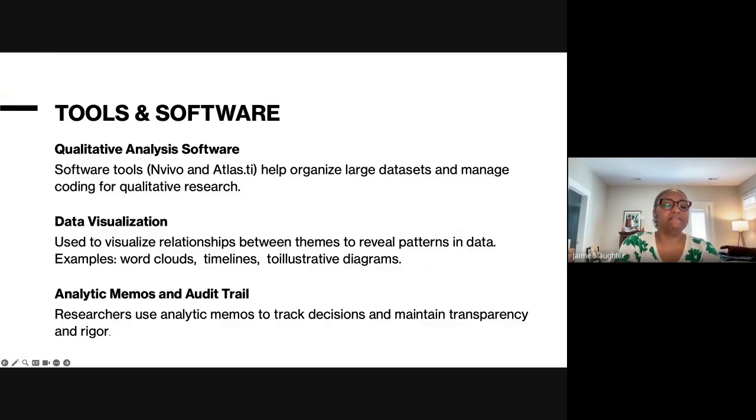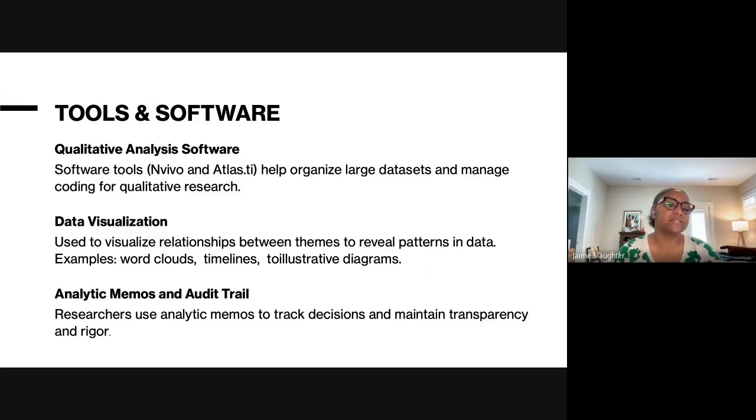Data visualization, I find, is really helpful in showing relationships between themes, which helps reveal patterns, or to demonstrate... what's the word I'm looking for? I don't want to use prevalence because that's such a quantitative term, but sort of the degree that a particular theme comes out.